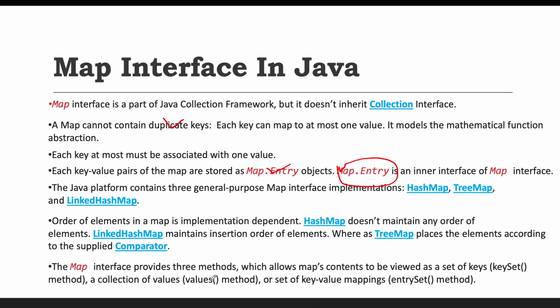This method is going to return all the values available in the map. And similar to that, if you want to return all the key-value pairs, then there is another method called entrySet, and this method is going to return all the pairs of the map, and each pair will contain a key and value. So these are some basic important points that we have to know about the Map interface.